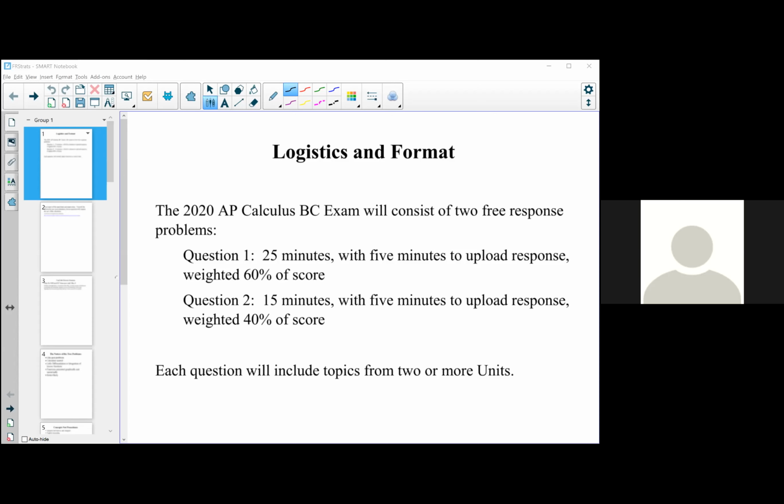So at any rate, logistics and format for the exam. The exam is going to consist of, of course, 2 free response problems. The first being 25 minutes with 5 minutes after that to upload the response, and it's going to count for 60% of your score on the exam. That will be immediately followed by a 15-minute question with 5 minutes to upload that response, with that being weighted 40% of your score. Each question will include topics from 2 or more units.